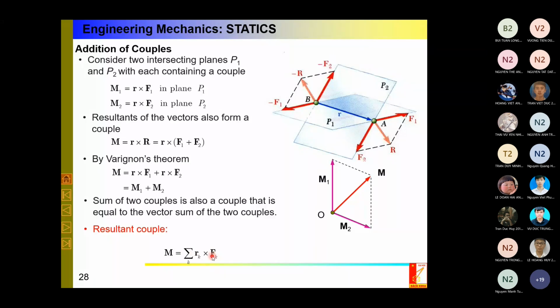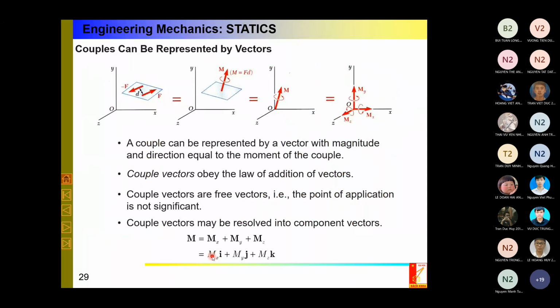Okay, so here is a very nice thing, step by step, to see what we can do with the vector representation of the couple. Look at this picture, the first picture. I can have the couple, which is represented by two forces. So in this case, I can draw the plane. I can calculate the magnitude by F times D. So this one is equivalent to, or can be represented by, one vector.